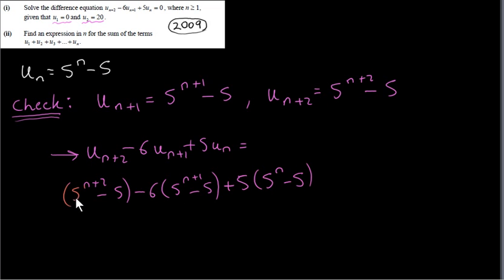Now what you should do here is factorize 5^{n+2} and 5^{n+1}. 5^{n+2} is factorized into 5^n times 5^2. Then we have minus 6 times this here. We factorize this into 5^n times 5^1.